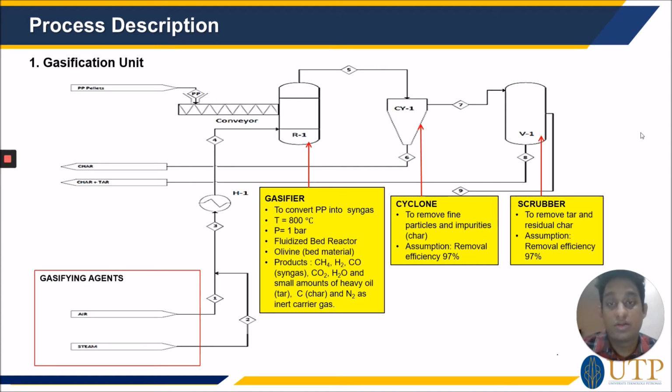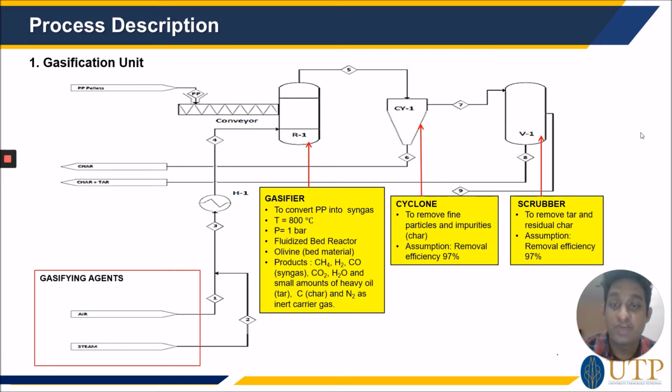Upon completion of the pre-treatment process, PP is moved into a gasifier to be converted into syngas. The type of gasifier that was chosen is the fluidized bed reactor with olivine as the bed material. The operational parameters are at 800 degrees Celsius and 1 bar. The gasifying agents used are air and steam. This is to obtain a better quality of syngas with higher hydrogen to carbon ratio. The carrier gas used is nitrogen gas as it is an inert gas.